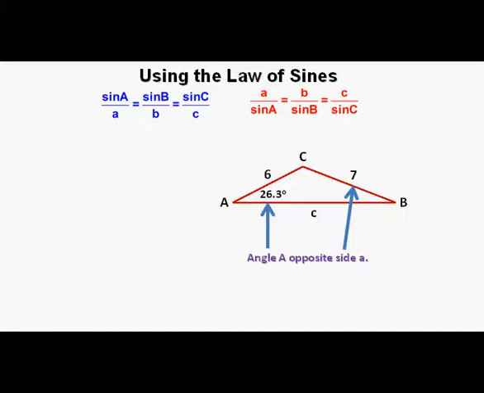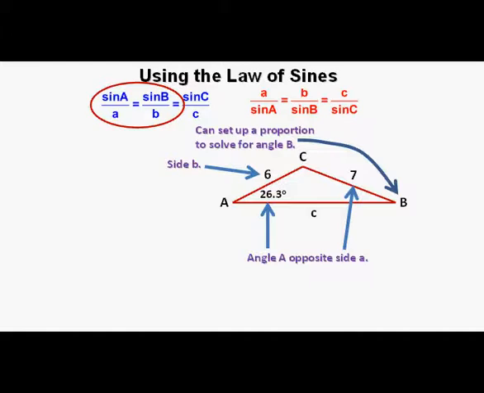Let's assess what we have. We have angle A of 26.3 degrees, opposite side A, which is 7. And we also have side B, which is 6. This means that we have enough information to set up a proportion to find the sine of angle B, which will then allow us to solve for the measure of angle B.